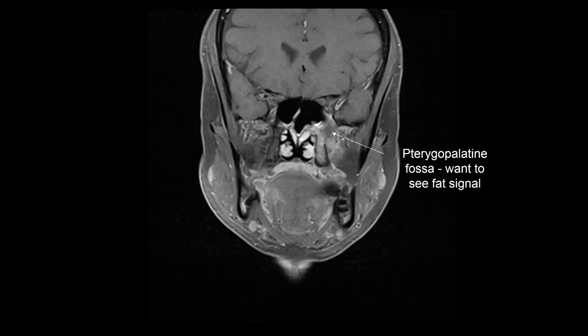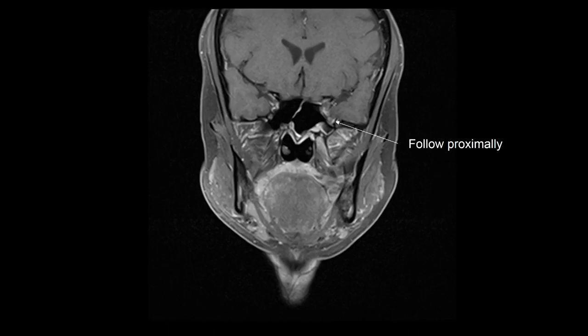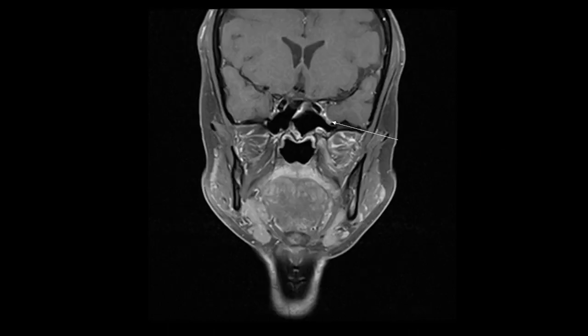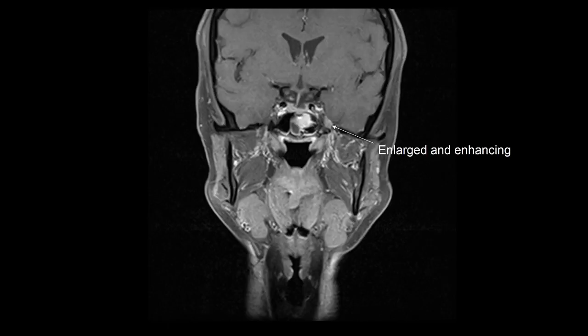Here we can see an abnormal blush of soft tissue enhancement in the left pterygopalatine fossa. More proximally, we want to follow the entire course of the nerve as it extends posteriorly along V2. And at this point, we can see that there is thickening and enhancement of left V2, again, in keeping with perineural tumor spread.